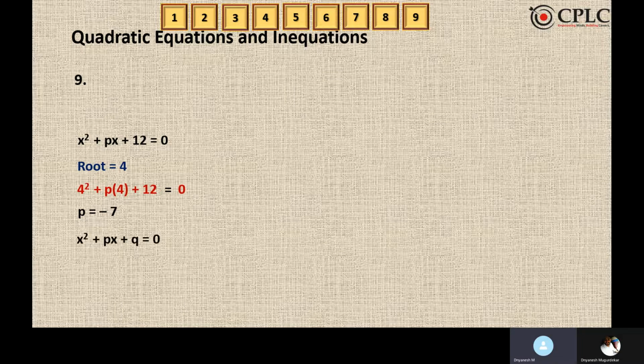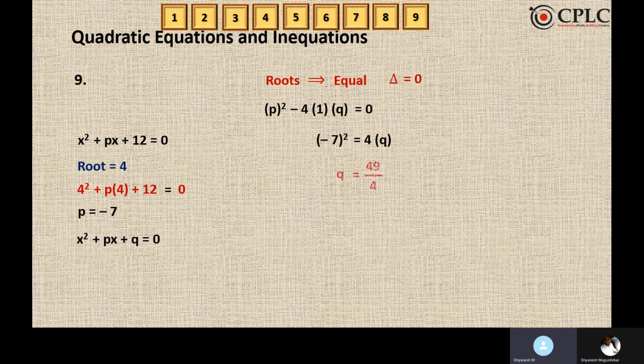So your second equation becomes x square minus 7x plus q is equal to 0. And that equation has equal roots, and equal roots correspond to delta is equal to 0. So delta is 0, that is, b square minus 4ac is equal to 0. Solve for that, you will get the value of q as 49 upon 4, which is the first option. So this is how you can apply the concepts.